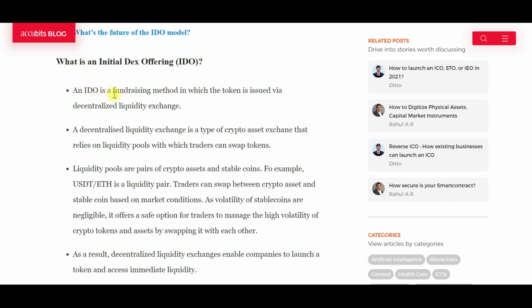Now, an IDO is a fundraising method in which the token is issued via a decentralized liquidity exchange. Before an IDO, we had an ICO, and then we had an IEO. So what is an IEO? Initial exchange offering. The scams started in 2017, when anybody could build a site and claim to have a token, and then when you sent money to those wallet addresses, the site could shut down and they would go away with your money.